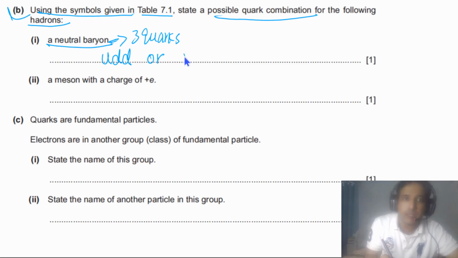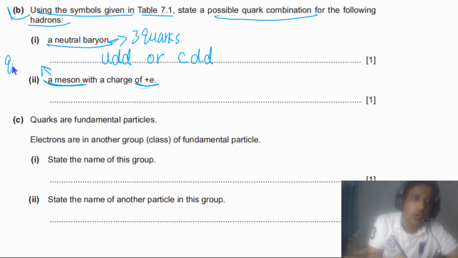Or we can say we take one charm quark and we add two down quarks. So in this case the net charge also will be equal to 0. So you can write down any one of them. And for the second part, we need to write down quark composition for a meson with a charge of plus E. And meson consists of quark and antiquark. It consists of two particles. One has to be quark and the other one has to be antiquark.